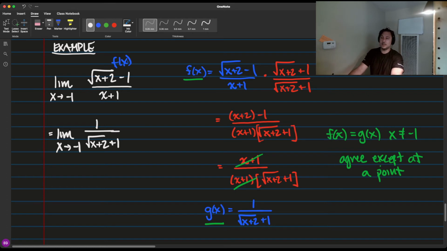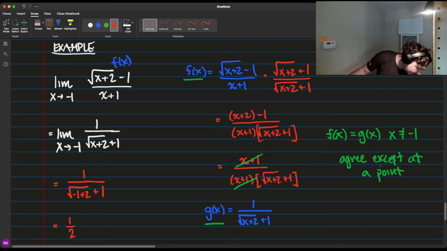Now, looking at this, you can use direct substitution, because when you plug it in, it's defined. So you get 1 over the square root of negative 1 plus 2, plus 1. The negative 1 plus 2 is just 1, so square root of 1 is 1. 1 plus 1 is 2. So you get 1 half. The limit of the original function was 1 half.